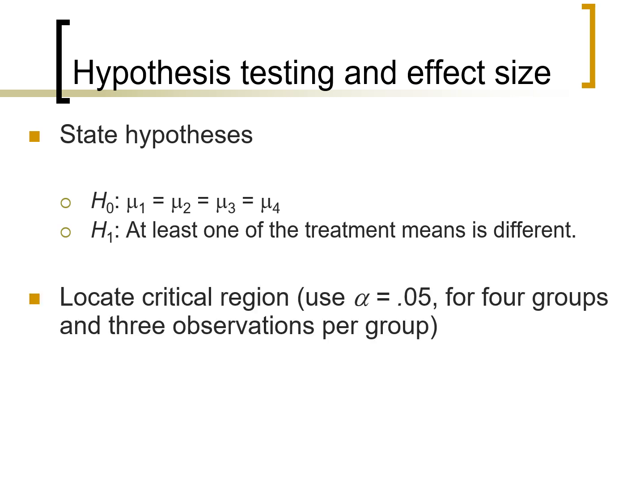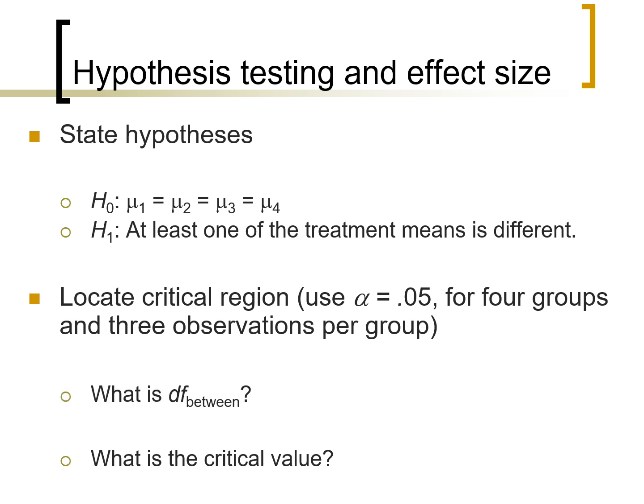So then we have to locate the critical region. What is that critical value? Well, we have to know both degrees of freedom. We know our degrees of freedom between is k minus 1, but we don't know exactly what the within degrees of freedom is. We need more information for that.